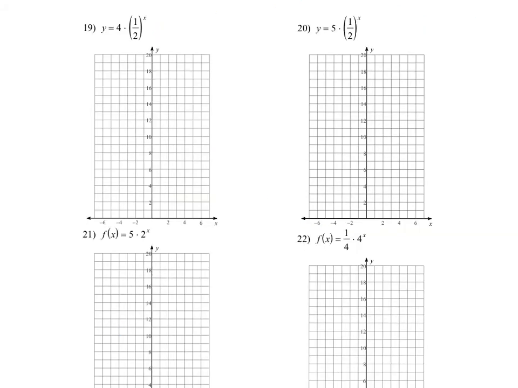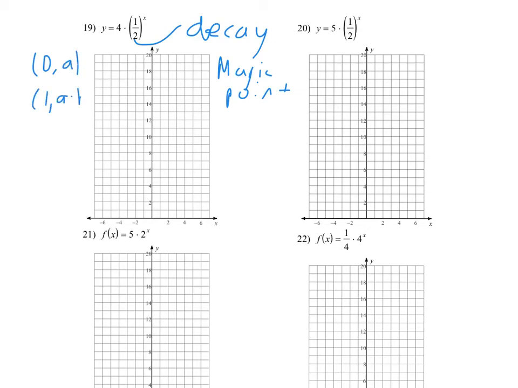All right, so next up we'll do number 19. For this one, first of all, I can see that this is going to be decay since b is less than 1. And we'll go ahead and do our magic points here. Once again, let's remember that our magic points in the form y equals a times b to the x are always 0, comma, a, and then 1, comma, a times b. In this case, our first one is 0, comma, a, so that's going to be 4.